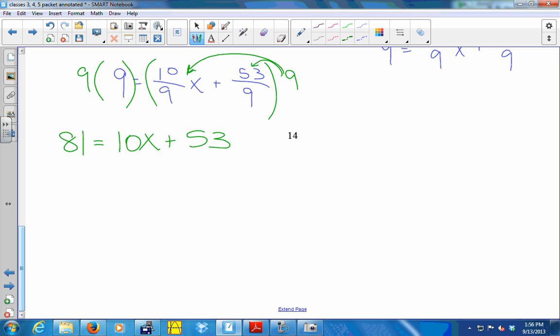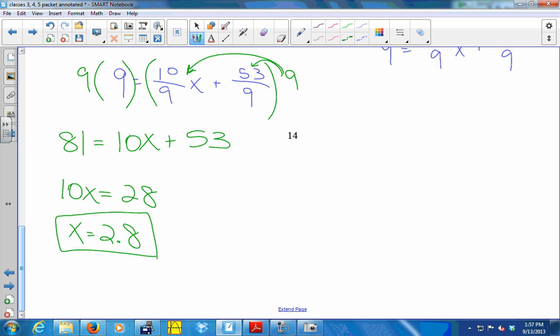So now this is just a linear equation I have to solve. So 10x, that's 81 minus 53. 28. Divide both sides by 10, and we get x equals 2.8. So for the low humor group, a life event on the scale of negative life events, a 2.8 would cause a depressive response of a 9.